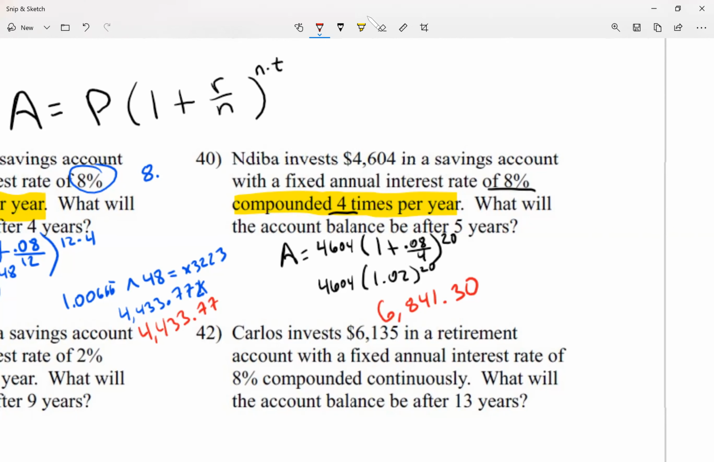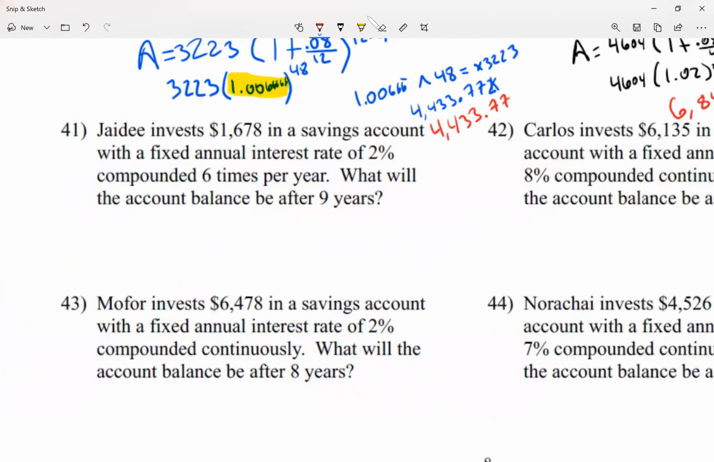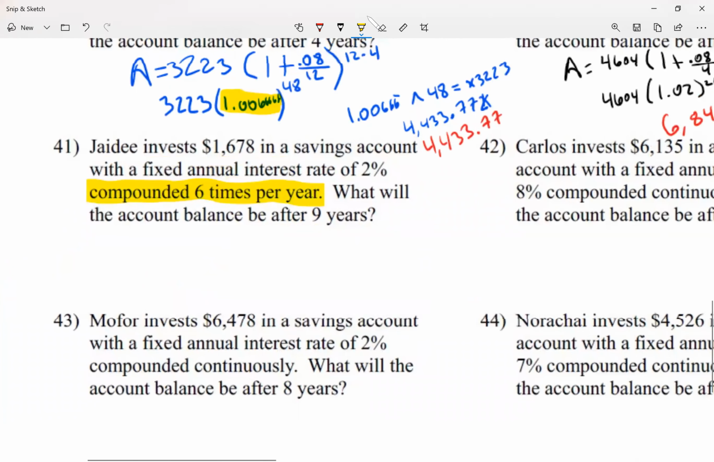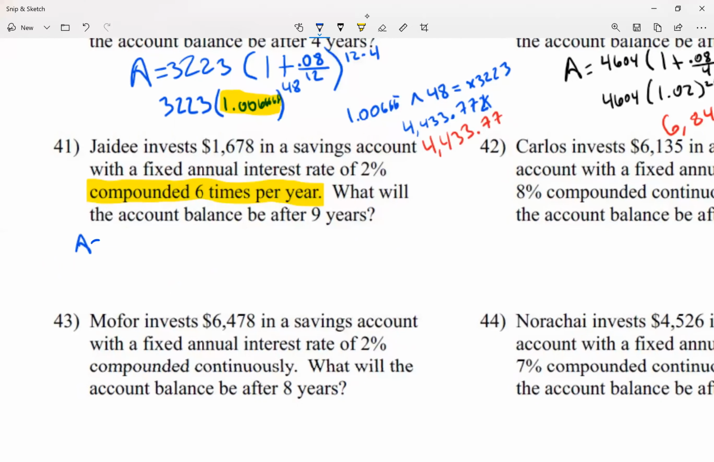All right, let's do another example. Let's take a look at number 41. First of all, I want to see how many times it gets compounded in a year. And I see compounded 6 times per year. So I'm going to use the same formula I've been using. So JD invests 1,678. So the amount, what I'm solving for is 1,678. Inside my parentheses, I'm going to have 1 plus.